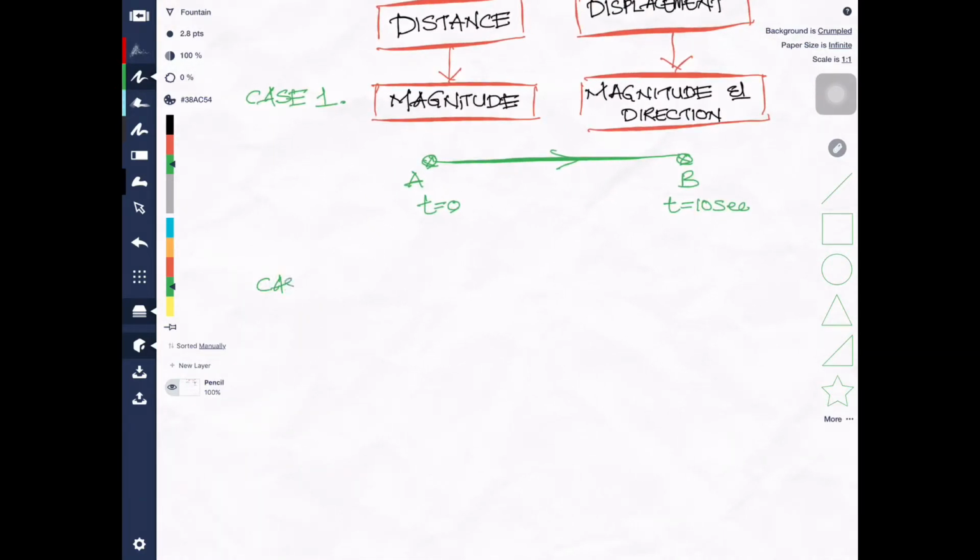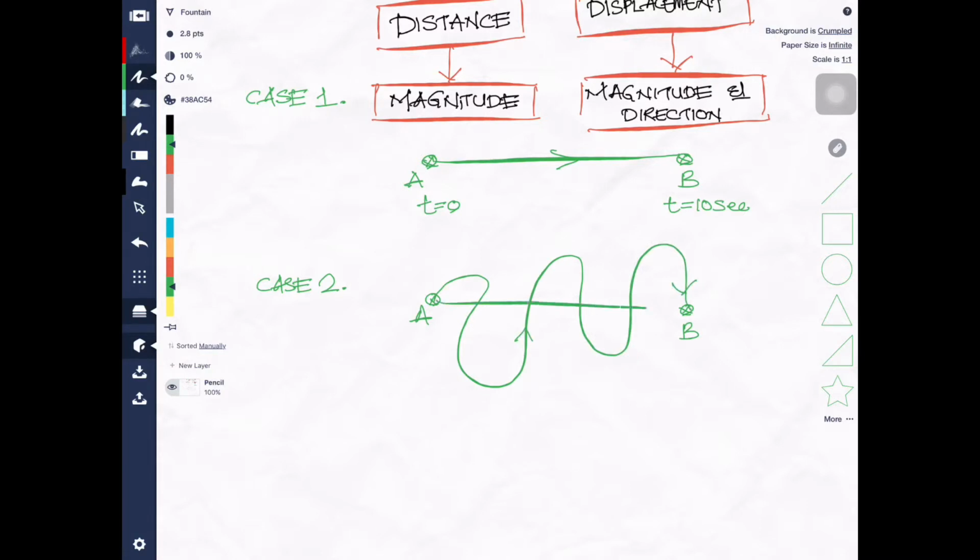Now take case 2, where again we have two points A and B. The path between A and B will not be straight, but will have curves and bends, which makes the path from A to B a total length of 50 meters.